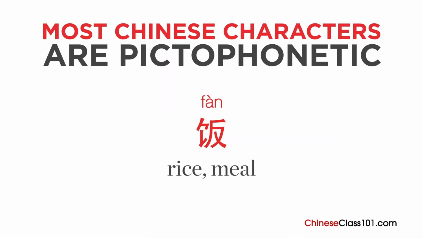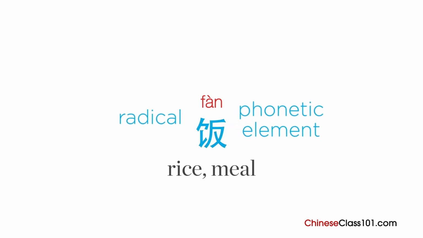Most Chinese characters are pictophonetic. They consist of a radical and a phonetic element. These are the technical terms for the components we just talked about. The radical often suggests the meaning of a character. The phonetic part indicates the original pronunciation, which may or may not be the modern pronunciation. For example, let's look at the character fan, rice or meal. Its radical indicates that this word is related to food or eating. The second part, fan, is a phonetic element. It suggests that its pronunciation is close to the pronunciation of the character fan, meaning opposite.